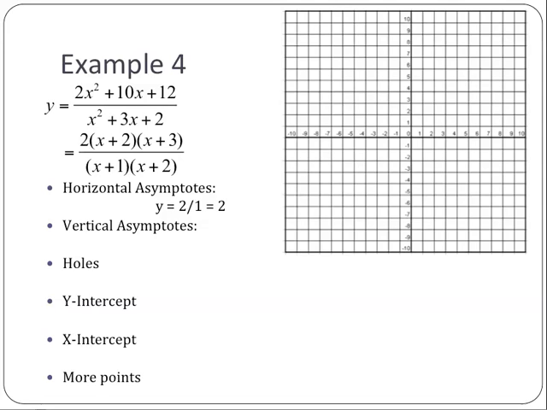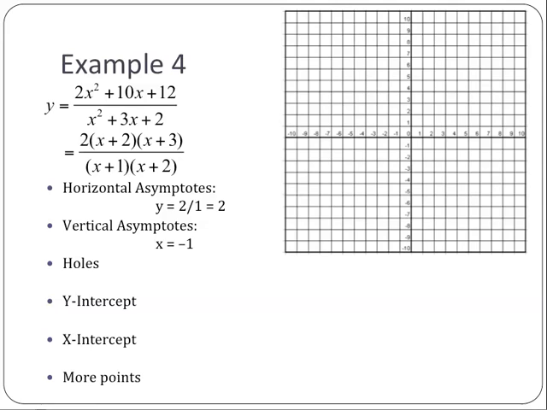Vertical asymptotes: anything that makes just the denominator equal to 0. Now notice here, you would usually say, okay, negative 1 and negative 2, but in this case, negative 2 makes the numerator 0 as well. So in this case, you only have a vertical asymptote at x equals negative 1. That's the only one that makes just the denominator equal to 0.